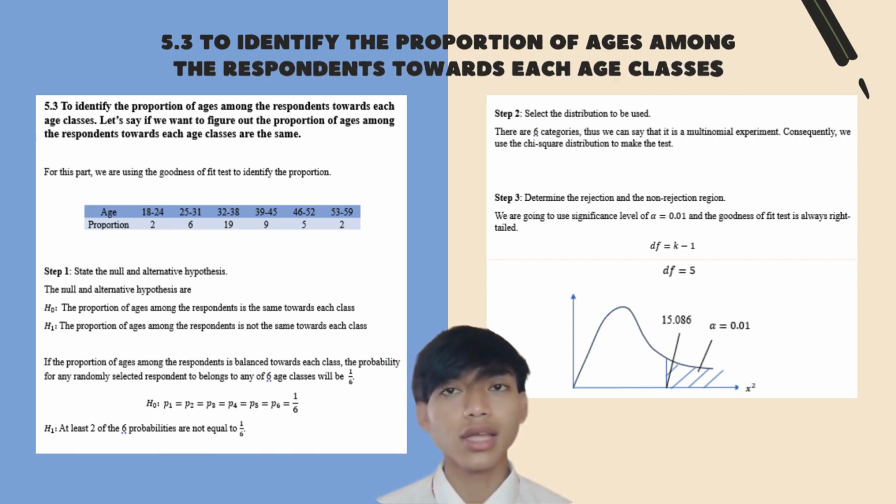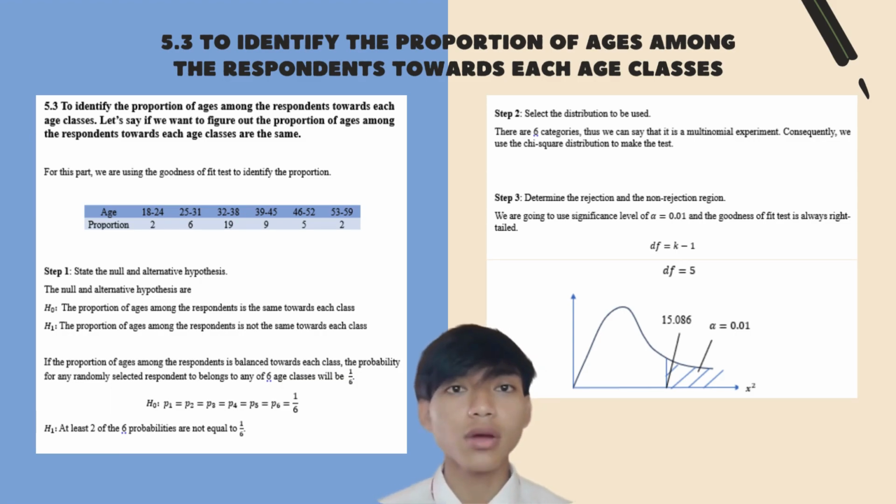For the age, we divide it into 6 classes of interval from 18, which is the minimum, until 59, which is the maximum. So the first step is to state the null and alternative hypothesis. The null hypothesis is that the proportion of ages among the respondents is the same towards each class. For the alternative hypothesis, the proportion of ages among respondents is not the same towards each class.